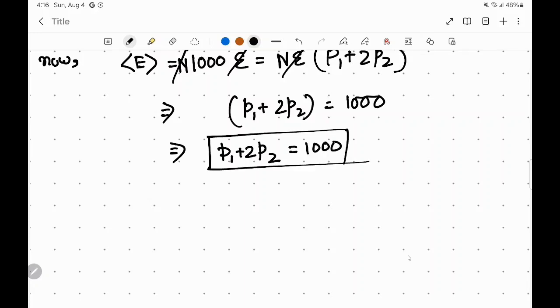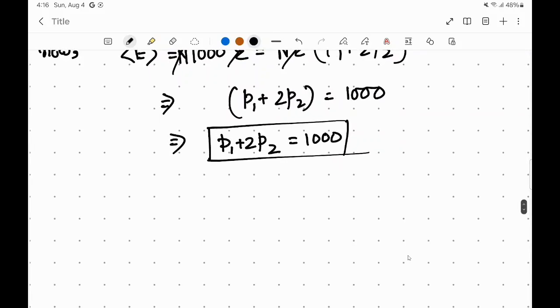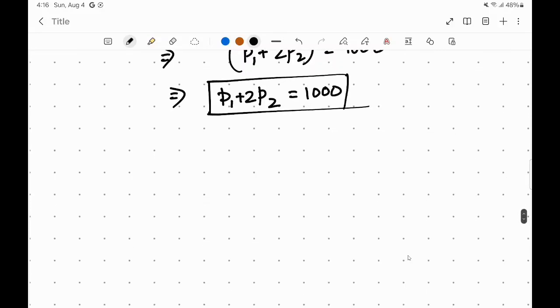Okay. So now what we know, from here, what is P1 and what is P2?